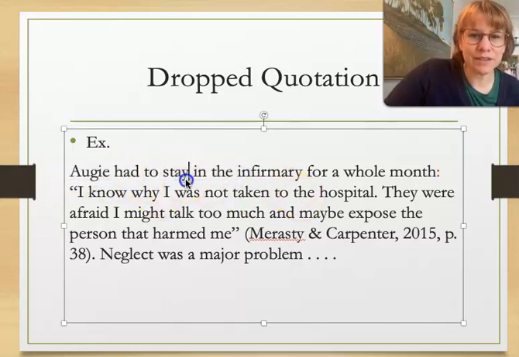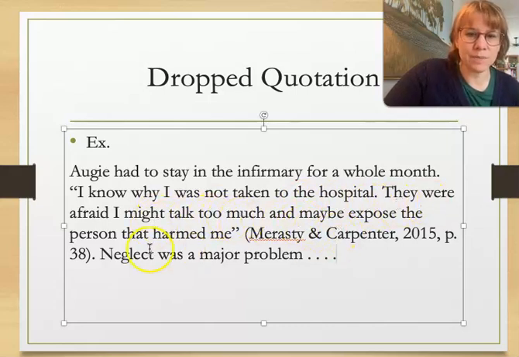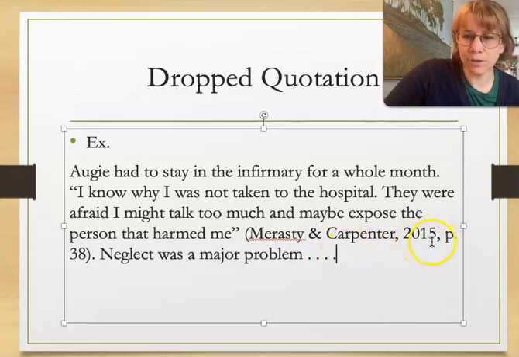So this one, there was a period here, and this is their original version. So Augie had to stay in the infirmary for a whole month, period. And then they have their quotation: I know why I was not taken to the hospital. They were afraid I might talk too much and maybe expose the person who harmed me. And then they have the citation, Morasti and Carpenter, year, page number, period, and then their next sentence.